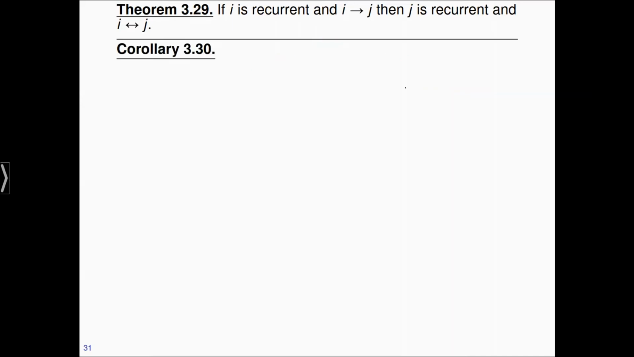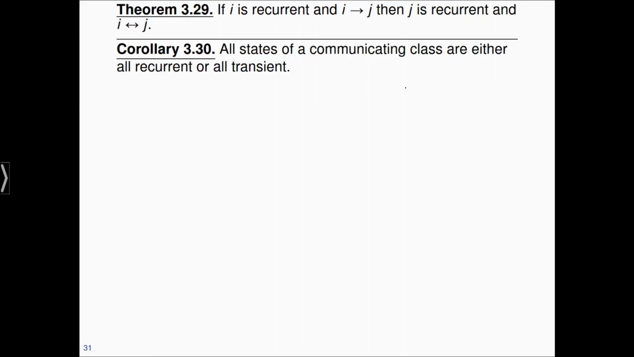We can draw the following corollary from this theorem, and the corollary says that all states of a communicating class are either all recurrent or all transient. Why is that? Well, if you have a communicating class and I is in your communicating class and I is recurrent, then you can reach all the states J in your communicating class from I. And the theorem then says, well, the state I is recurrent, so all the other states in your communicating class are recurrent.